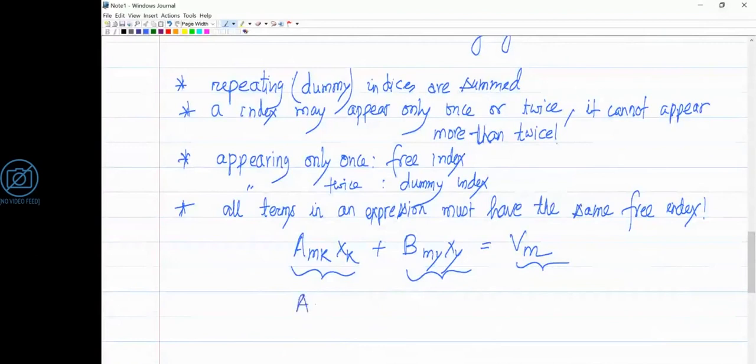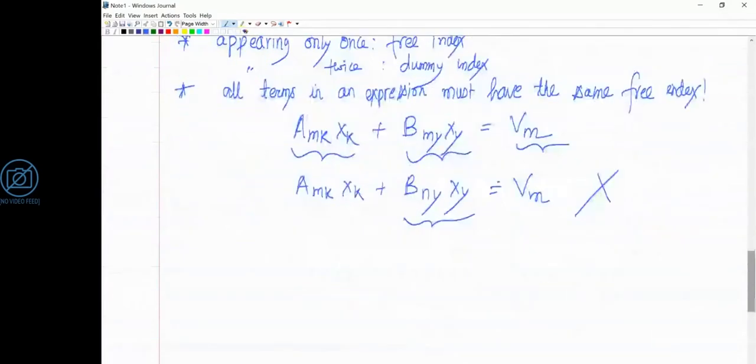It can't be that you say a_mk x_k plus b_ny x_y is equal to v_m. So this is not fine, because in this term you are writing your free index as n, so that is not correct. Similarly, as I wrote above, it is not allowed to say like this: a_nk x_k y_k. So this is also not correct. Why? Because k is appearing thrice.